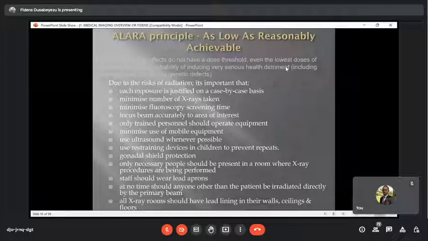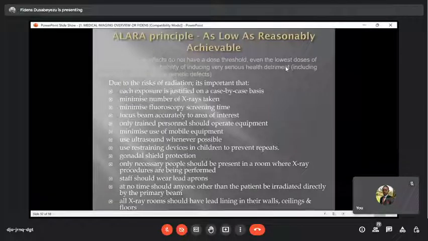Number 9, please protect the gonads. Gonad shield protection. Protect the gonads because they are very sensitive compared to other organs. Number 10, only necessary people should be present in a room where X-ray procedures are being performed. There are some patients like kids where the family member wants to be in the room. They say, can I be there and see how you are doing things? And as a personnel who knows what's going on, you should not accept it. Please make sure the patient is exposed alone because there is a reason behind.